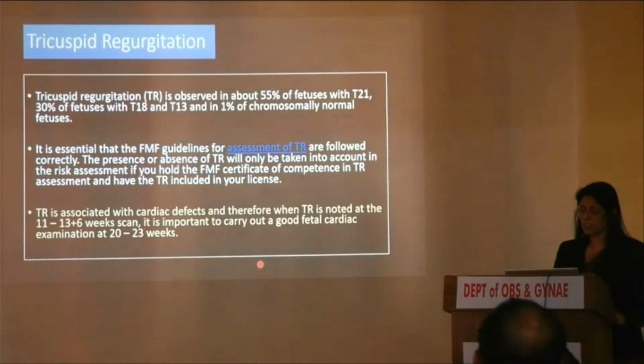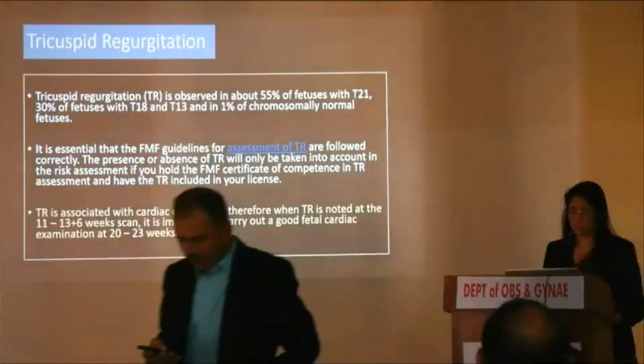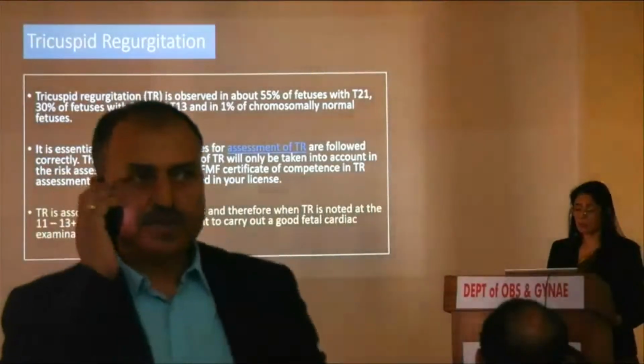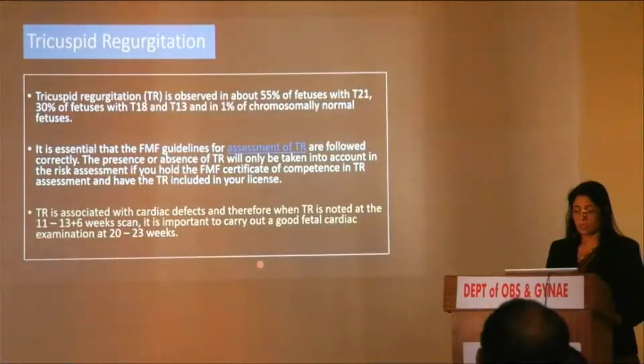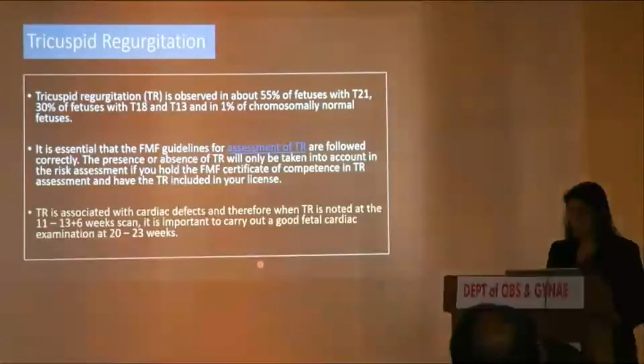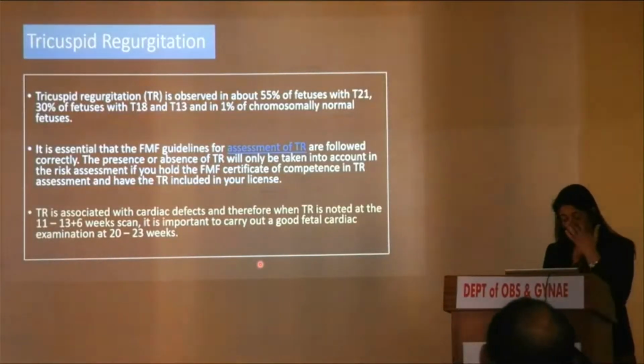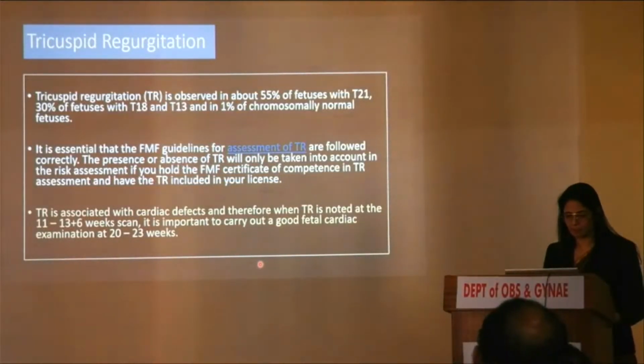So tricuspid regurgitation is also seen in about 55% of cases with T21, 30% with trisomy 18, and in 1% of chromosomally normal fetuses. And we should always follow the FMF guidelines. As I said, we should try to take the certification so that you know how to do the assessment correctly.